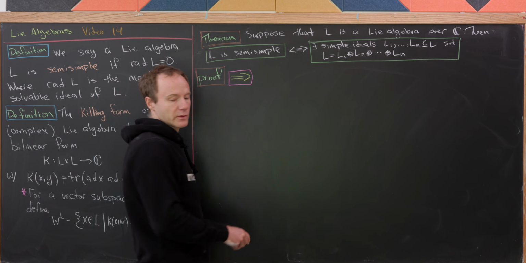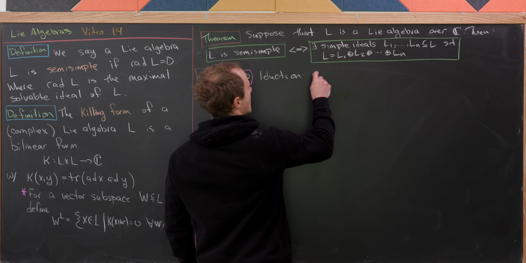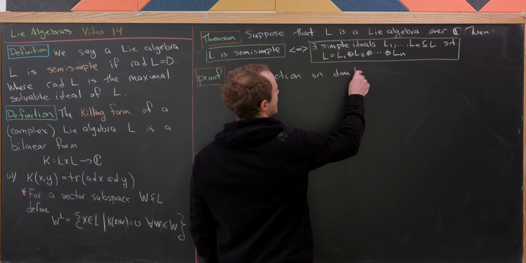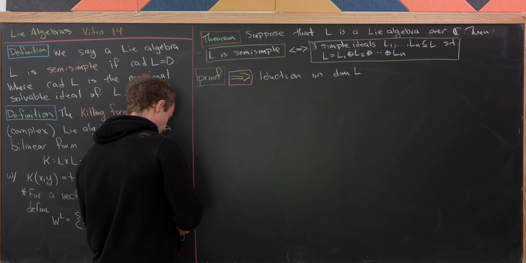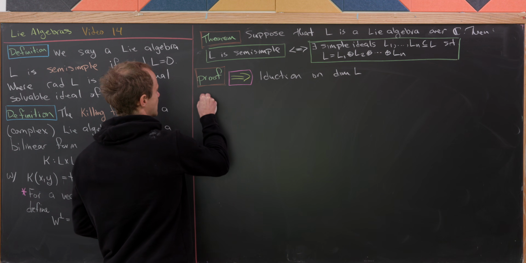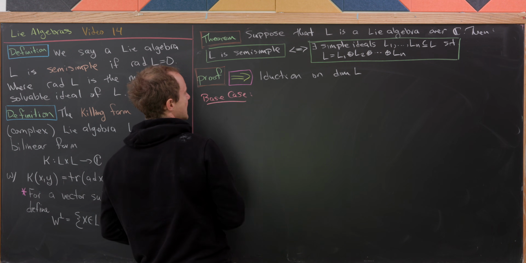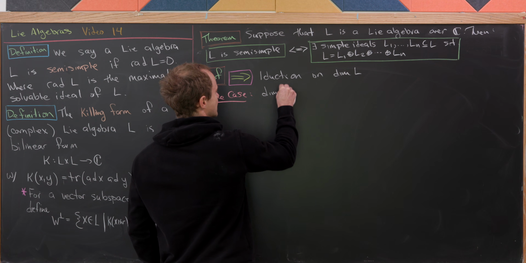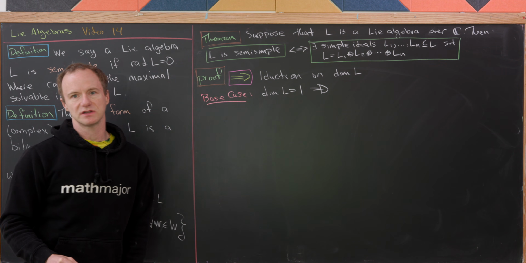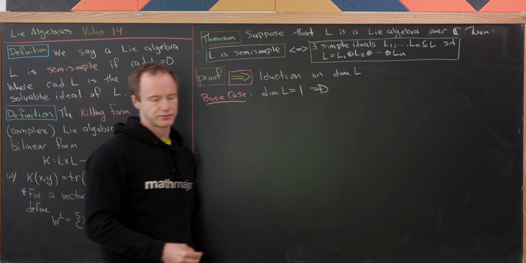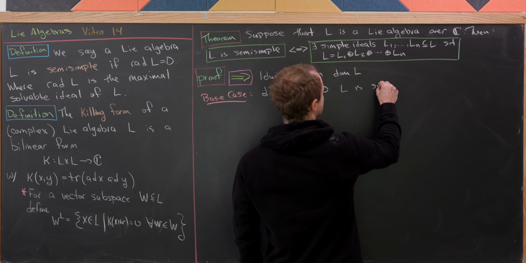Okay, and how are we going to do this? Well, let's do this by induction on the dimension of L. If we're doing it by induction, we obviously need a base case. So the base case will be the dimension of L is 1. But any one-dimensional Lie algebra is simple. I think that's pretty evident. So here we've got L is simple itself.